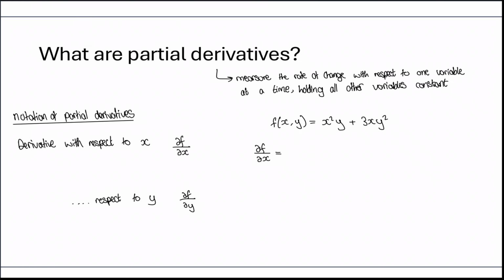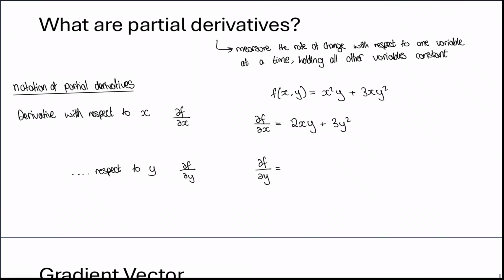So when we differentiate with respect to x, we look at this x squared, and when we differentiate that, it will just be 2x, and then we'll just attach that y. And then the same thing over here. In this case, we have 3x over here. When we differentiate the 3x, we just get 3, so we're left with 3y squared. And then if we do the same thing, but with respect to y, we would treat all the x's as constants now. So differentiating y is just 1, so we get x squared. And over here, differentiating y squared will give us 2y, so we end up with 6xy.